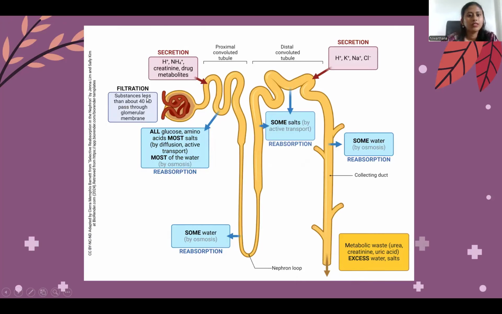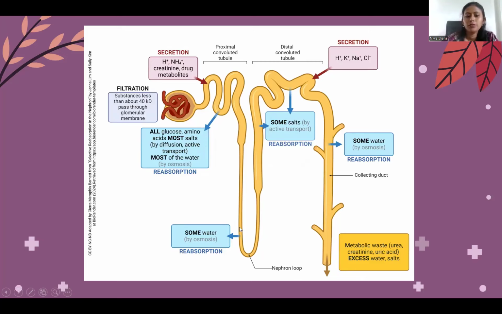So, in the filtrate, substances of smaller size pass through the glomerular membrane. They have to be the exact size to get filtered. Okay. And in the proximal convoluted tubule, 100% of glucose is reabsorbed. All amino acids, most of the salts, and most of the water are also reabsorbed.